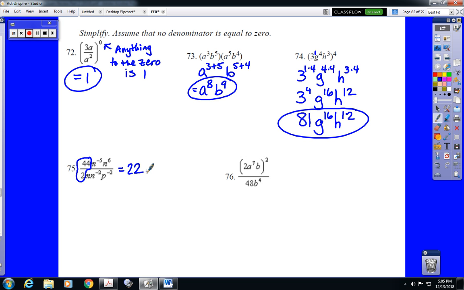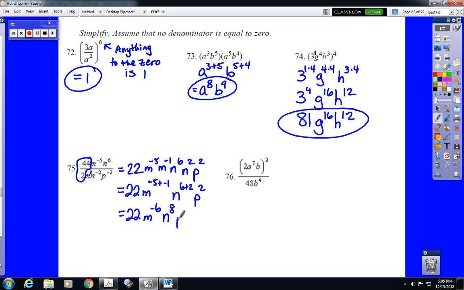to the top. So that would be m to the negative 5th, m to the negative 1st, because this has a first power, and I move it up, n to the 6th, n to the 2nd, because when I move this n up, it becomes positive, and p to the 2nd as well. Now, there are some like bases here, so I should add those exponents. So m to the negative 5 plus negative 1, n to the 6 plus 2, and still p to the 2nd, which is 22, m to the negative 6th, n to the 8th, p to the 2nd.